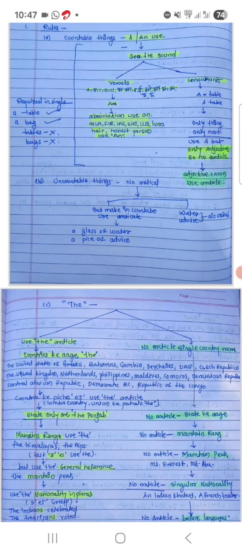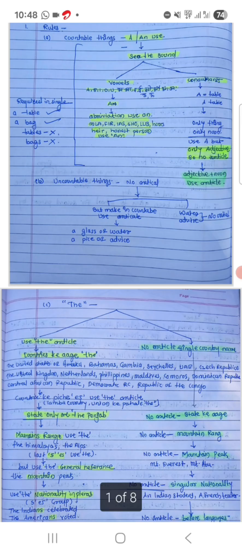Use a with a noun, but with only an adjective, there is no article. Adjective plus noun, use an article. That means if only an adjective comes, no article is used. But for only things, only a noun, use article a for the consonant sound.